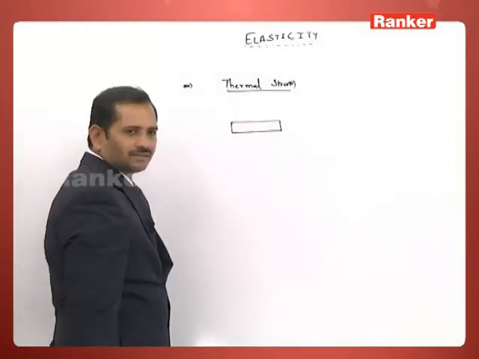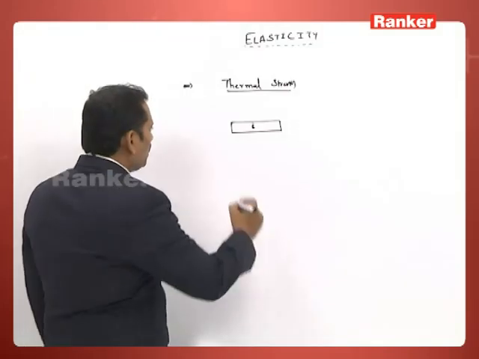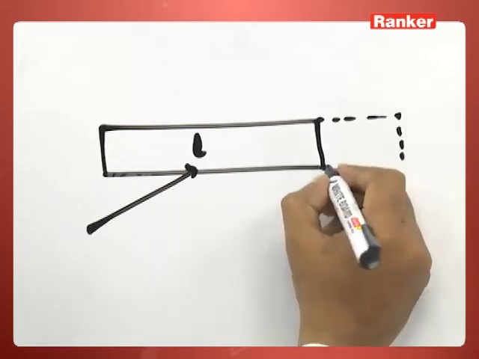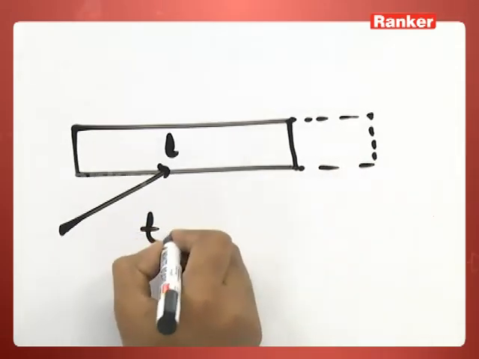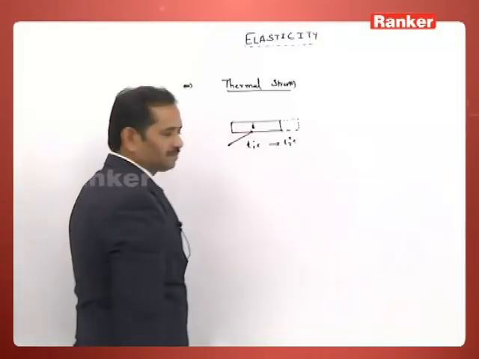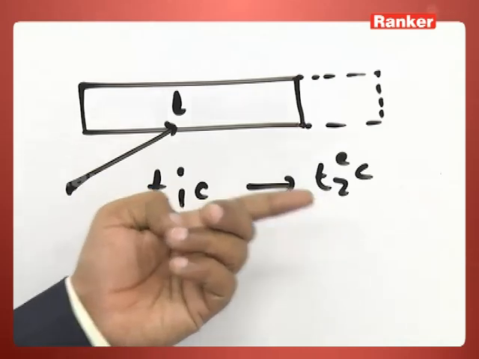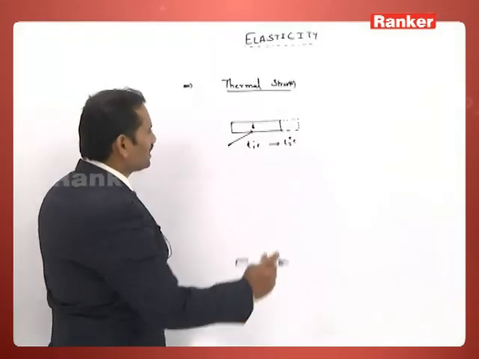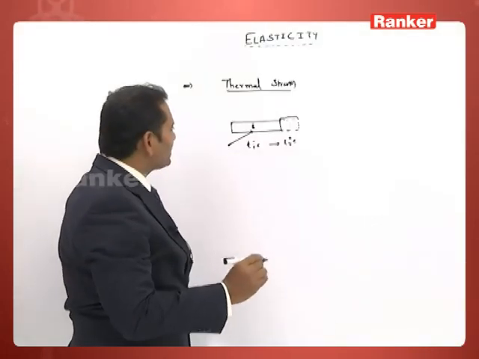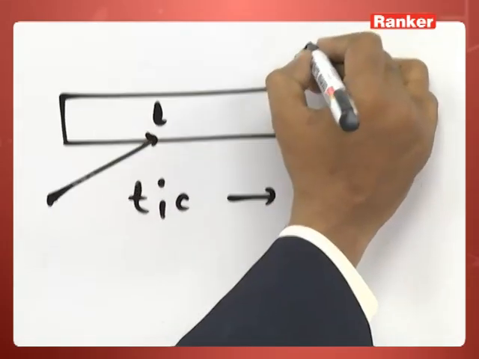This is the wire having original length L. If I raise the temperature of this wire from T1 degree Celsius to T2 degree Celsius, you know very well, because of the rise in temperature there will be an expansion delta L.